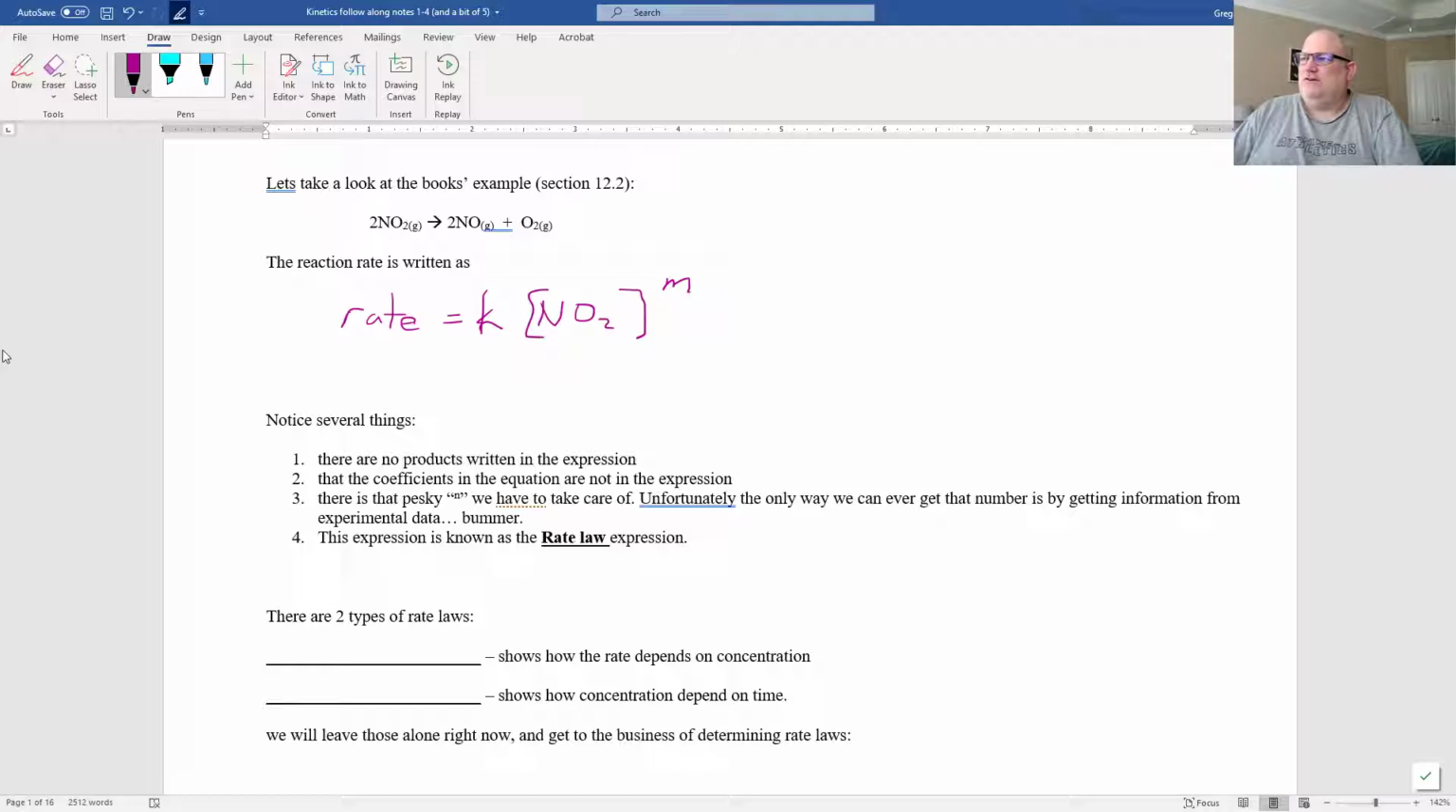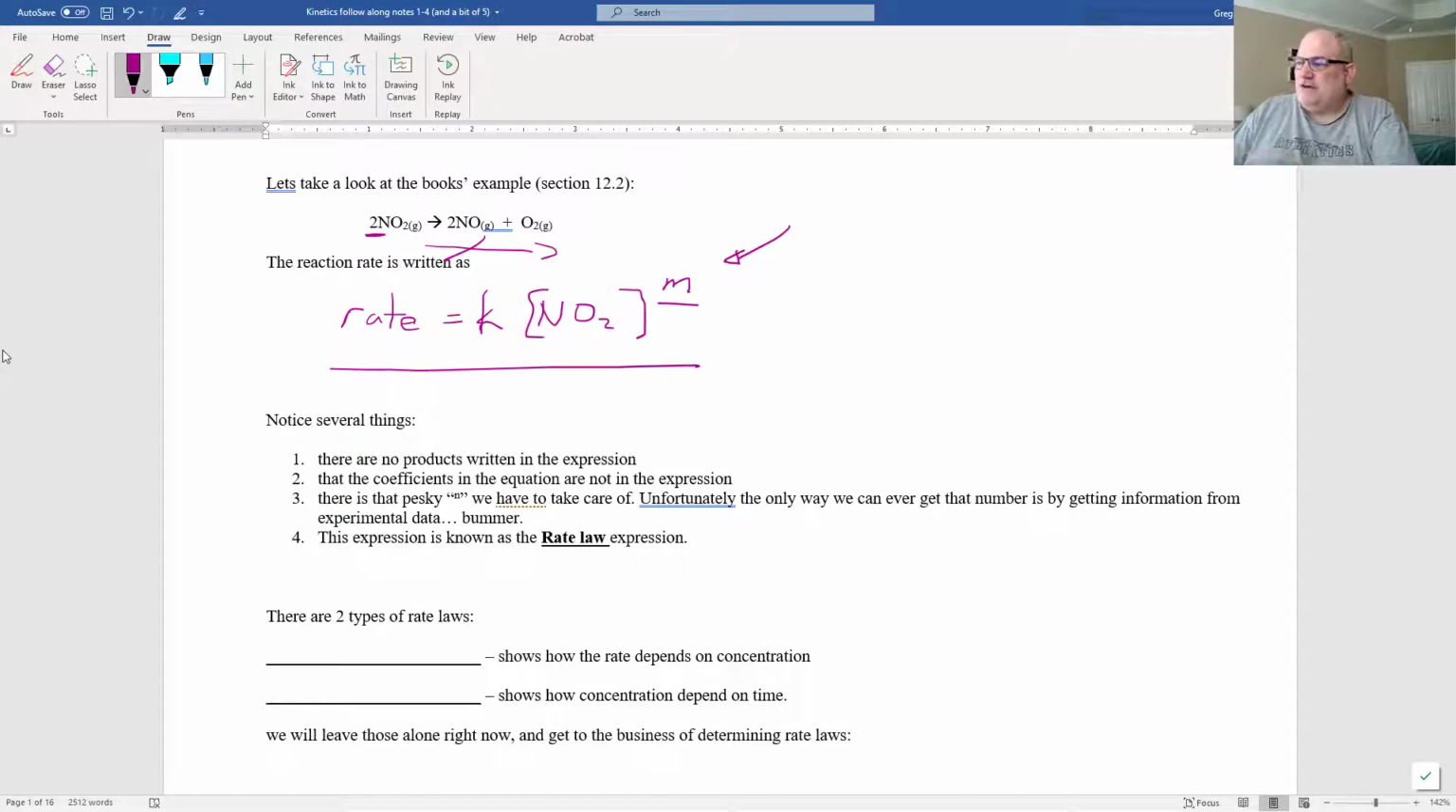Now I want to point out something to you. See how the number right here is 2, and I did not put that number in there at the top? That's because, again, we do not use coefficients in our equation, which begs the question, what do we do with this m? How do we figure it out? Unfortunately, the way we're going to figure it out is we have to get it from tables and information they give us. What you should know, though, is if you're ever asked to write a rate law expression, it's always going to take this form. They'll expect you to have this m right here, which we call the order, filled in.